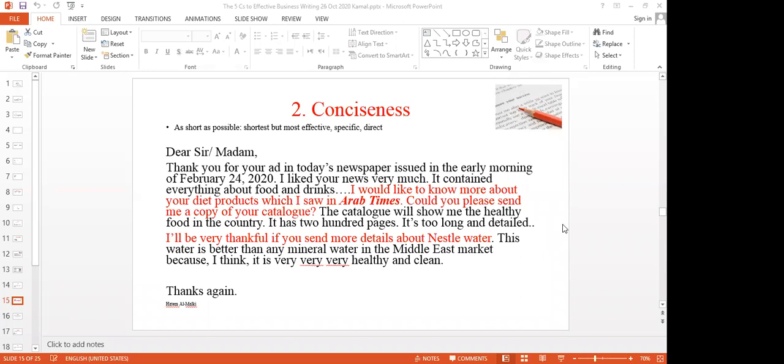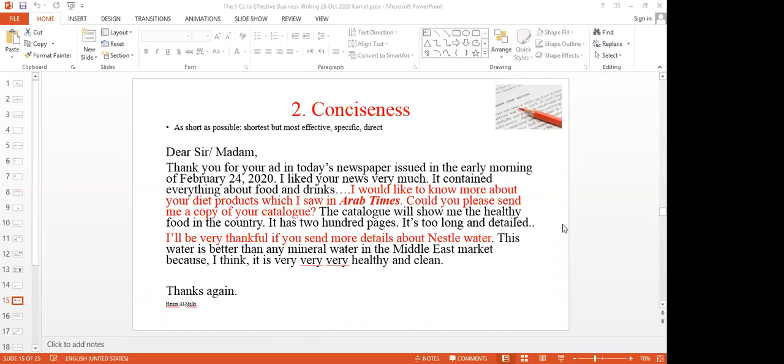If you notice, yes, thank you. You're right. All of your answers are excellent and are correct and to the point. If you look at this email, remember it was the same email, but we added a lot of details. "Dear Sir Madam, thank you for your ad in today's newspaper issued in the early morning." What do we have to do with the early morning? Is that important? No, not at all. "Of February the 24th, 2020. I liked your news very much. It contained everything about food and drinks." All of these things are unnecessary, as you mentioned, Mary and other sisters and brothers. They are all redundant. They are extra. We don't need them.